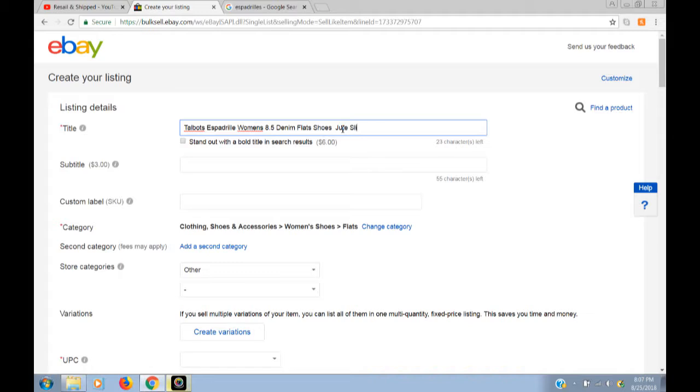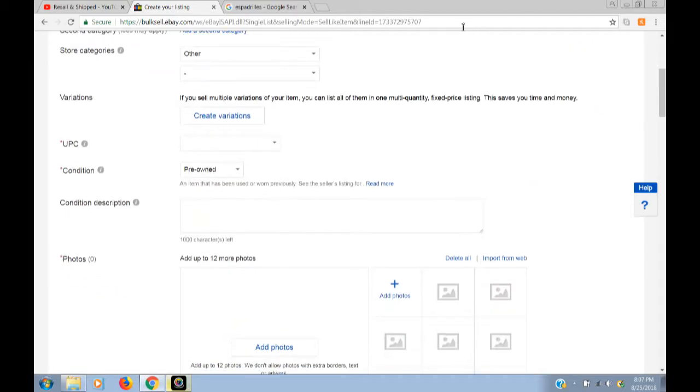and then add jute slip-ons, and I'm going to add the word nautical just because they kind of remind me of nautical, or maybe I won't. I don't know. I'm going to leave it for now. Oh, and they're not 8.5. Mine were 7.5. Always make sure you change that.